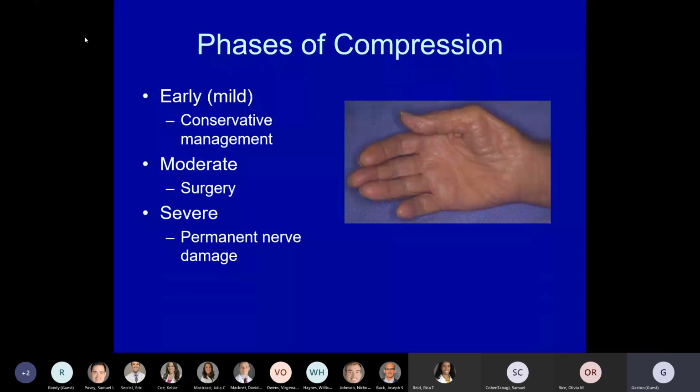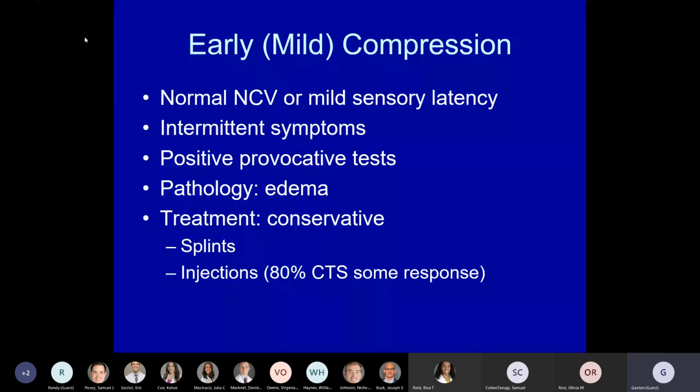Phases of nerve compression, some of this has been tested, early, moderate, and severe, basically for all of your nerve compressions on OITE. If it seems mild, you're going to treat them conservatively, period. You're going to be looking for bracing and things like that. If it's moderate, then you're probably going to start thinking about surgery. And if it's severe, you're probably going to choose something like surgery, but they're going to have some permanent nerve damage. So mild carpal tunnel, they're going to give you normal nerve tests.